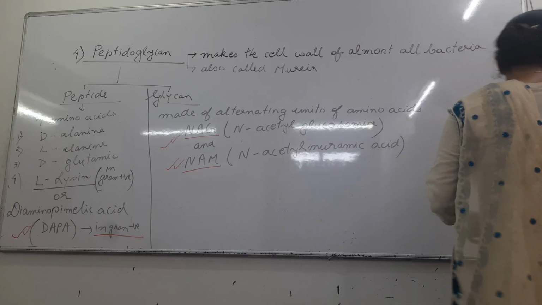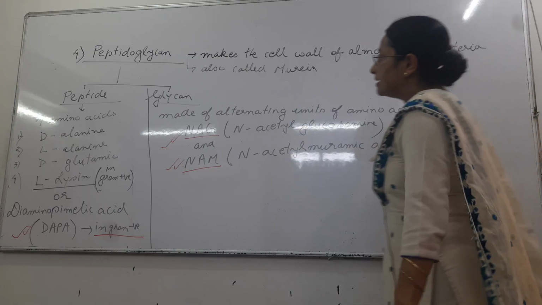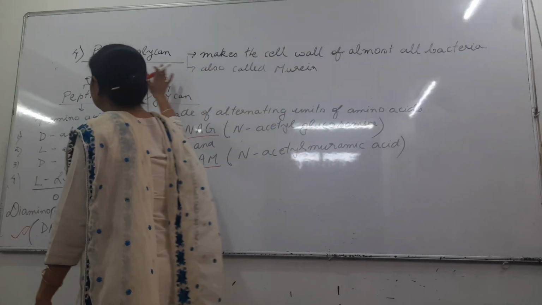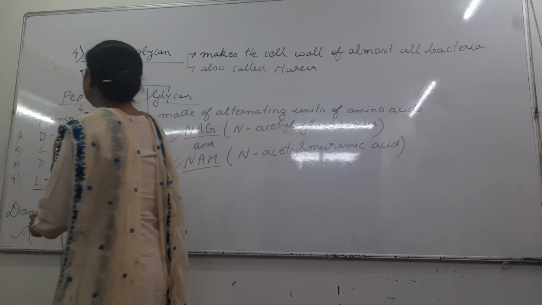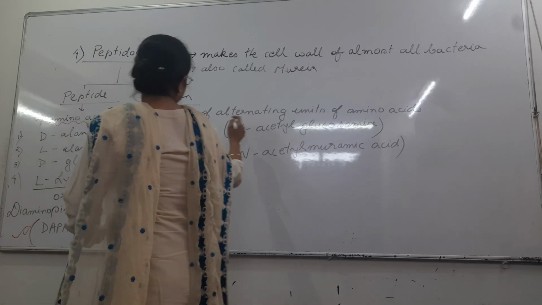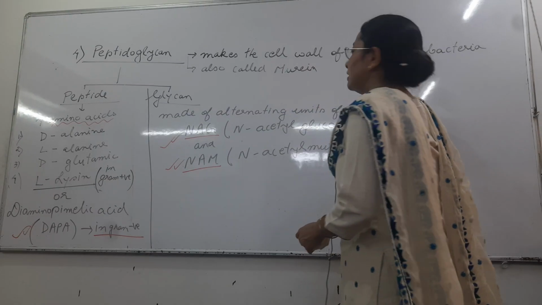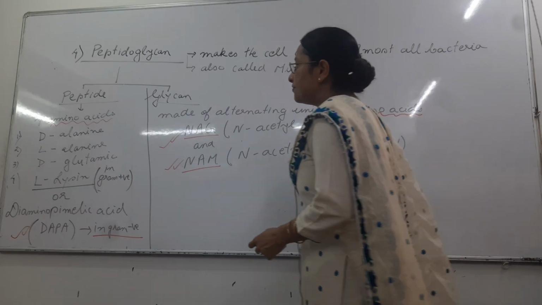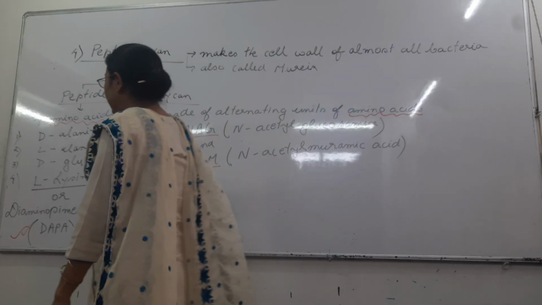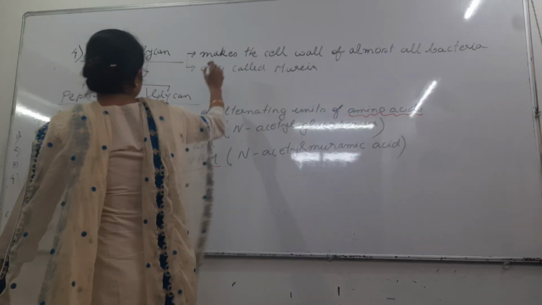Okay, so peptidoglycan makes the cell wall. The cell wall of bacteria is made up of peptidoglycan. Actually, peptidoglycan is made up of amino acids, right? So different amino acids in the peptide part, in the glycan part. You do not have to memorize that much. What you have to remember is this is the first slide.